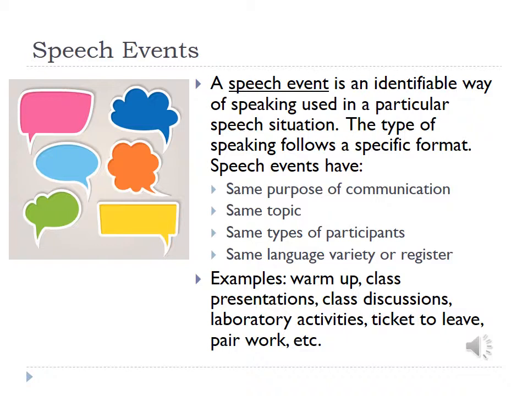The format of talk is typically similar across situations, with the same purpose of communication, the same topic, same types of participants, and the same language variety or register. You're already familiar with many types of speech events such as warm-ups, class presentations, discussions, lab activities, and pair work, and you've already shown that you're aware of the unspoken rules of how language is to be used in these different types of situations. Sometimes speech events are so natural to us that we aren't aware of the so-called rules until they're broken. They seem as natural as the air we breathe.